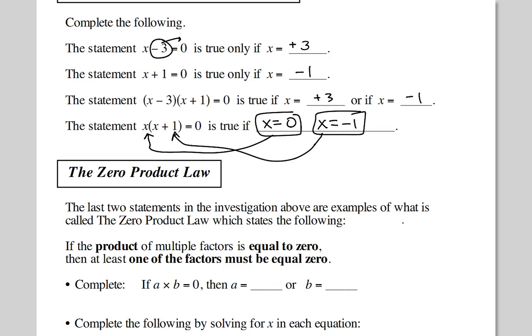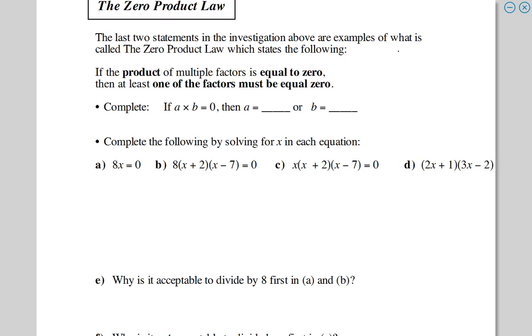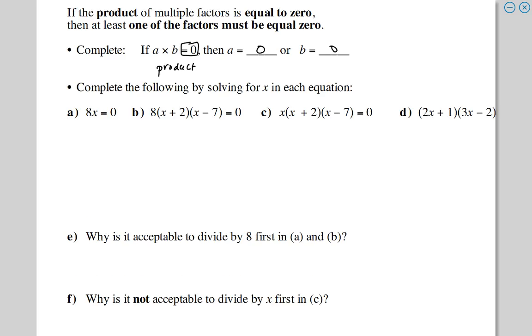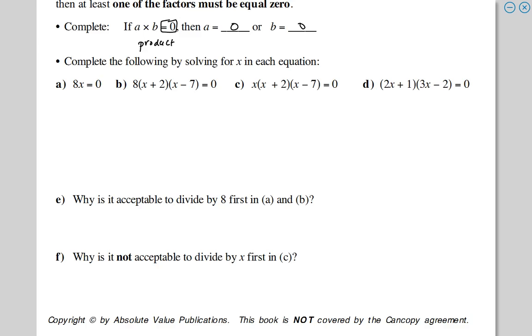So that's basically what we're going to be doing. We are going to factor expressions, and then the other side of the equality is going to be 0. So this is the zero product law. Whenever you have a product, a times b, and it's equal to 0, either one of them is 0 or both of them are 0. Do you guys agree? So just put 0 on those blanks, and let's solve these very basic equations.